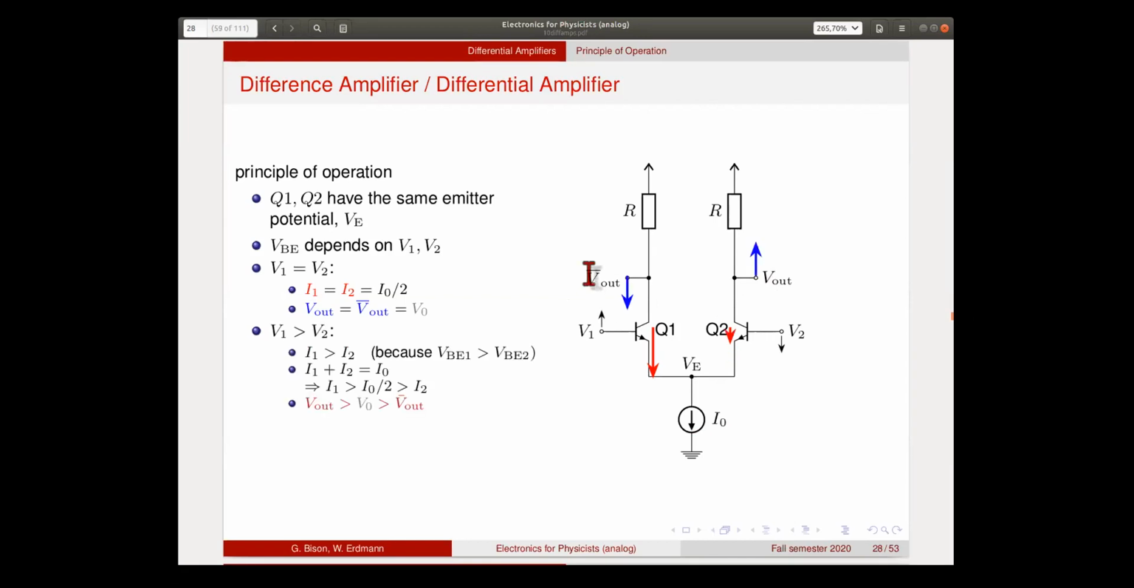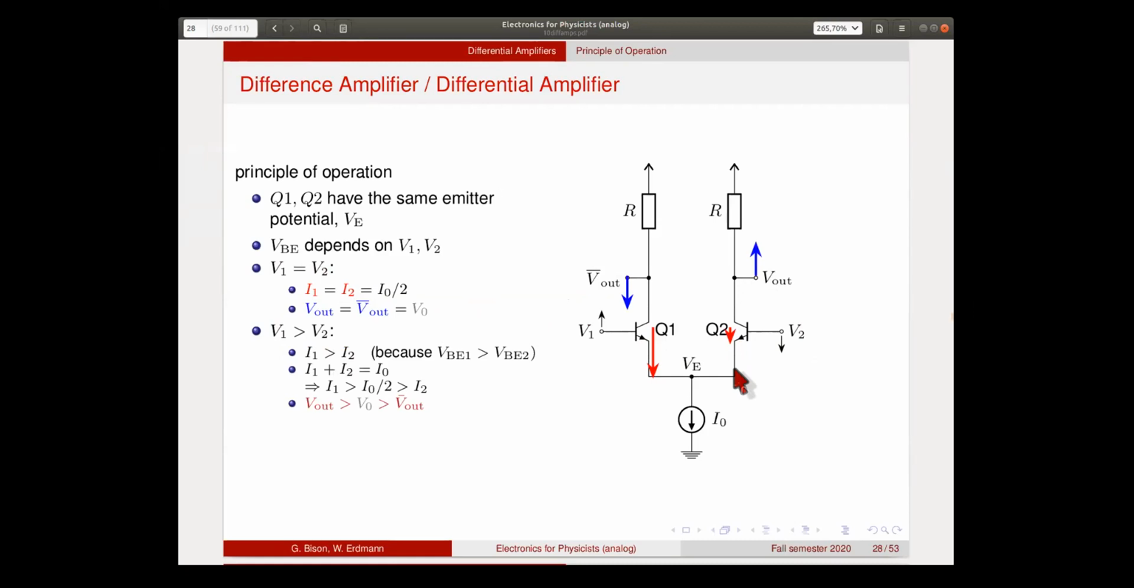Now, if we go away from the situation where V1 and V2 are the same, let's say we make V1 slightly positive with respect to V2. Now we have a higher VBE here than we have there. They still have the same emitter potential, but the base emitter voltage of this one is now higher than that of the second transistor. And therefore, the current that flows here will be higher than the current that flows there.